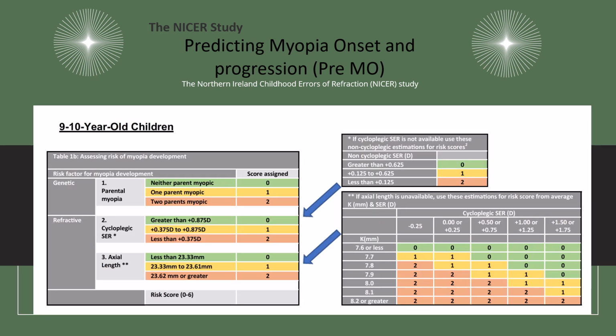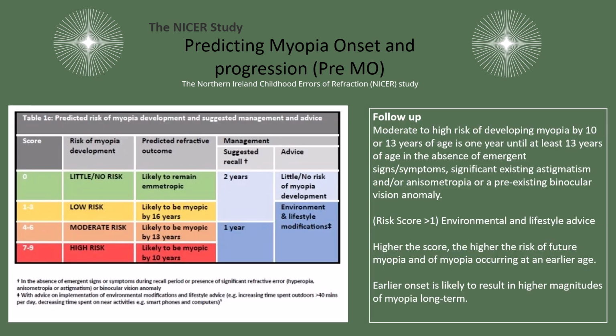And this is the same thing for 9 to 10 years of age. Once you have the three risk scores, you have to add the three things. If your total score is 0, there is absolutely no risk, and you call these patients after 2 years. They are likely to remain emmetropic, with little or no risk of developing myopia. Having said that, you should always tell the patient that you can revisit after 1 or 2 years, and we can reassess the kid.